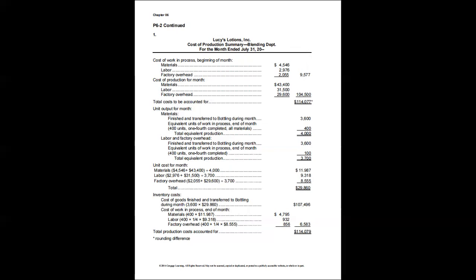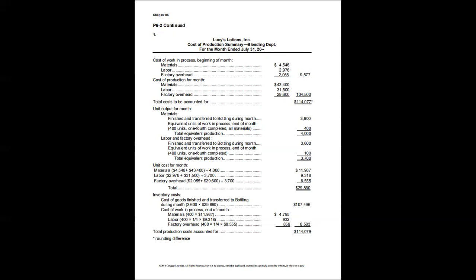So we have all materials because all the materials are added at the start of the process. Whereas for the equivalent production of labor and factory overhead, for the ending inventory, it's only one-fourth completed. That's the stage of work done, giving the total equivalent production of only 3,700 for labor and factory overhead.